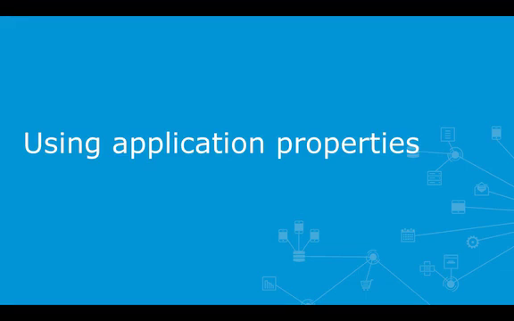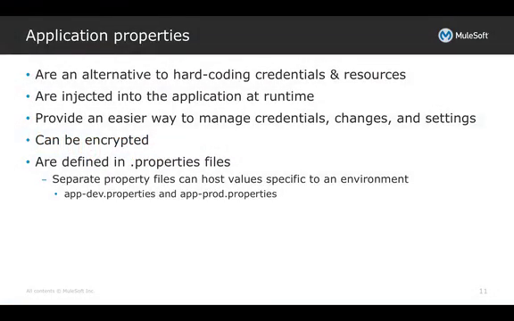using application properties. Now, application properties are an alternative to us hard coding credentials and resources into our application. They are injected into the application at runtime and provide an easier way to manage credentials, changes, and settings. Application properties can be encrypted and are defined in .properties files. These are separate property files that can host specific values for each environment. Think a property file that's titled app-dev.properties to hold the development properties and app-prod.properties to hold the prod ones.